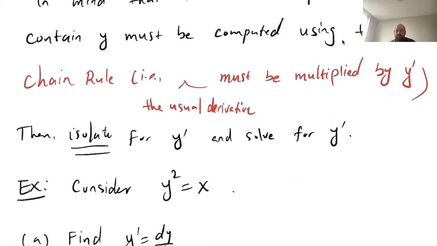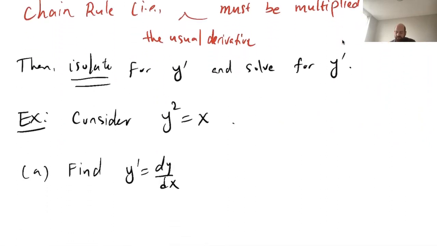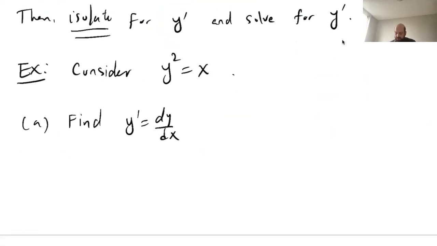Isolating for y prime means keeping all the terms containing y prime on one side and the other terms on the other side, and then you can solve for y prime after you apply the chain rule for the terms containing y. I will show you the steps in examples. So for example, consider y squared equals x, find y prime equals dy over dx.